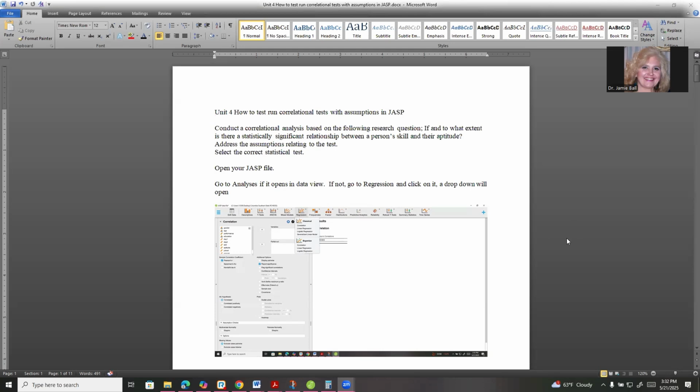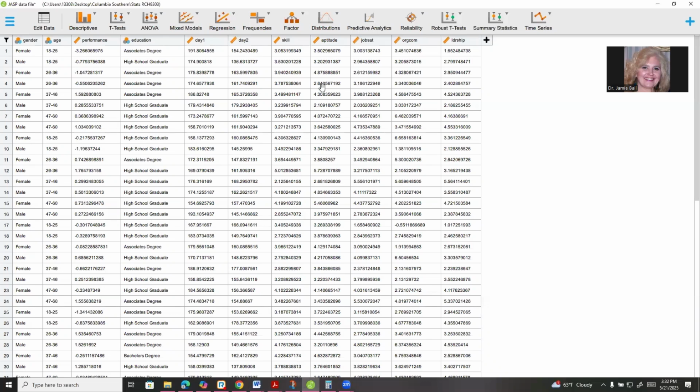So let's say I want to know if and to what extent there is a statistically significant relationship between a person's skill and their aptitude. Well, I already know that my data is continuous. Here's skill, here's aptitude. This is continuous, so I'm going to select a Pearson R. If it was ordinal, I might select a Spearman rank order.